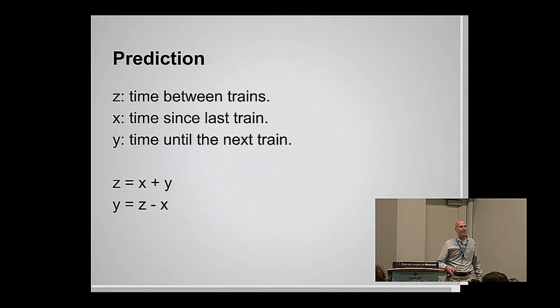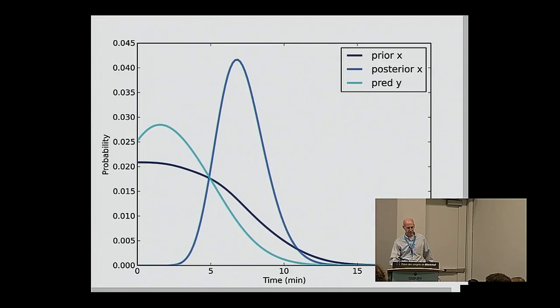So here's the really difficult math behind all of this. z is equal to x plus y. The time between trains is equal to the time since the last train plus the time that I wait until the next train. What I've got so far is I have figured out z, and I've figured out x. All I have to do now is infer y, and y is equal to z minus x. There's one slightly tricky part of this, which is they're not quite independent. I have to eliminate the impossible cases, but it's almost that straightforward.